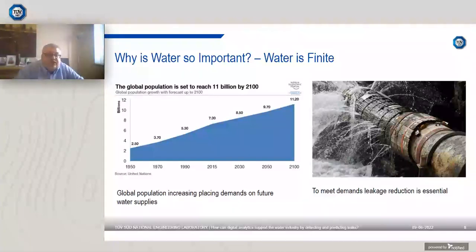Therefore, reducing leakage from water pipes will allow us to reduce abstractions and help ensure we have enough water to meet future demands. It's been estimated that if global leakage levels could be reduced by a third, this would be sufficient to supply 800 million people with fresh water. And this would come with the financial benefit of about $13 billion per year.